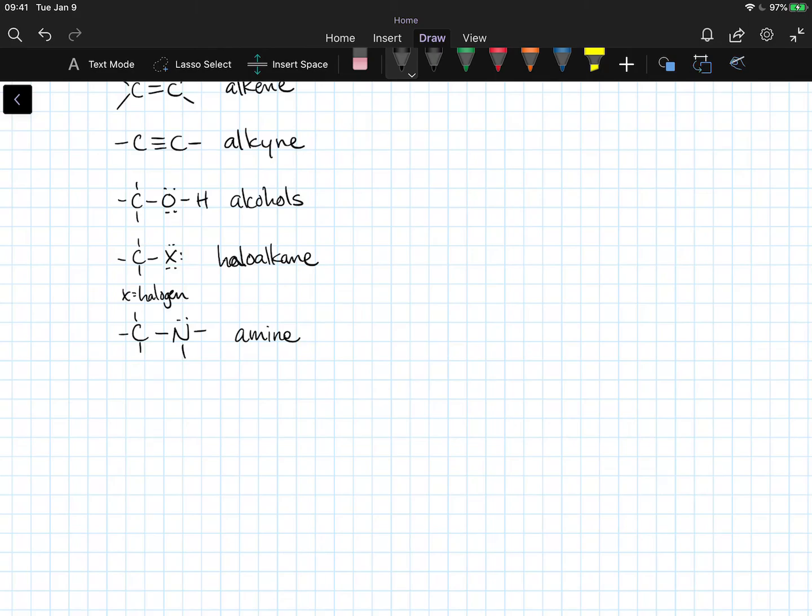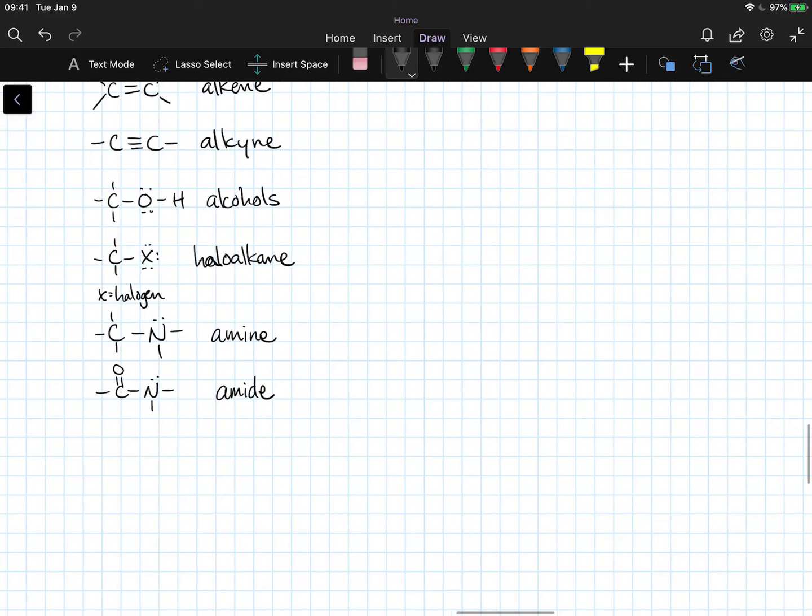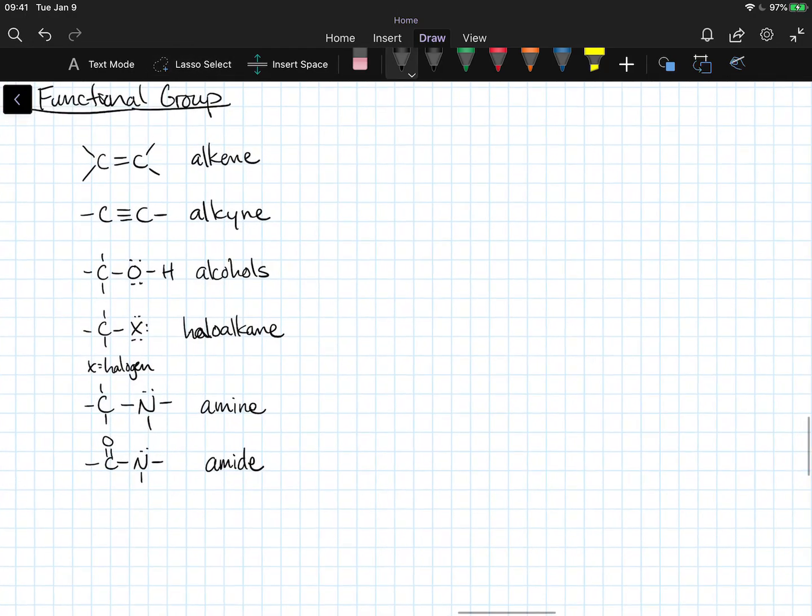Another common one is the amide group, which is a double bonded carbon with oxygen with a nitrogen on it. So peptide bonds tend to be amide bonds. This might look familiar to the biochemist. This is a peptide bond. It's an amide bond.